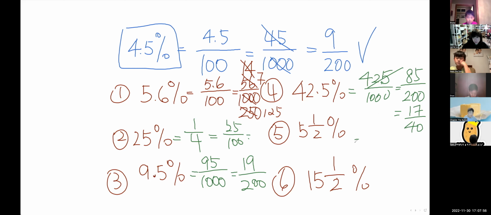Okay, so number 5, I'm going to ask Ryan. Can you tell me 5.5% equals what? 55 over 1,000. 55 over 1,000. Very good. Next one. They can both get divided by 5, so I think it's 11 over 200. 11 over 200. Very good.